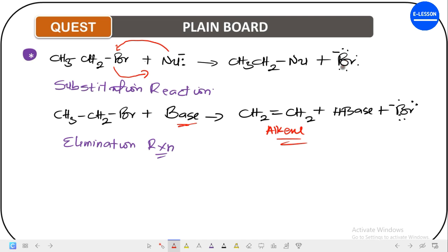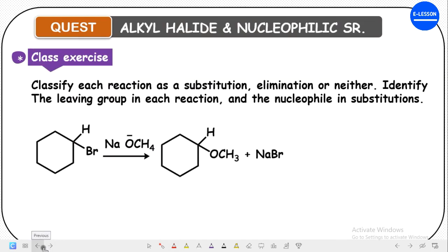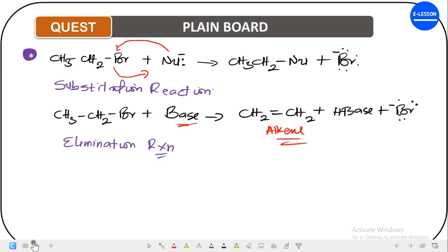Now, when we write more reaction mechanisms, you'll be able to understand what all these are about. So let's come here. Classify each reaction as substitution, elimination, or neither. Identify the leaving group in each reaction and the nucleophile in substitution. Now, before we talk about this, listen, let me label this reaction.